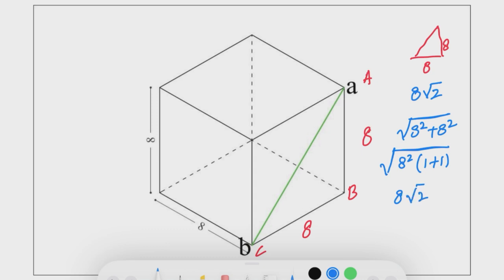I hope you are very much familiar with the Pythagoras theorem. Therefore, I am not mentioning that it will be AC square equals AB square plus BC square. And this is what we have applied in order to get the final answer. Now, once we know this, let's move to another question.